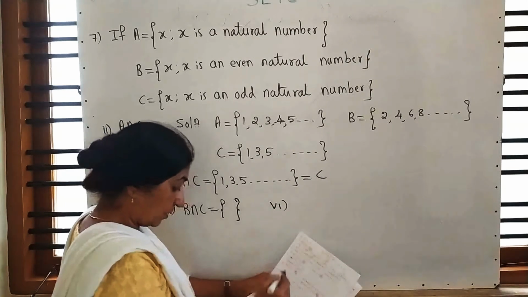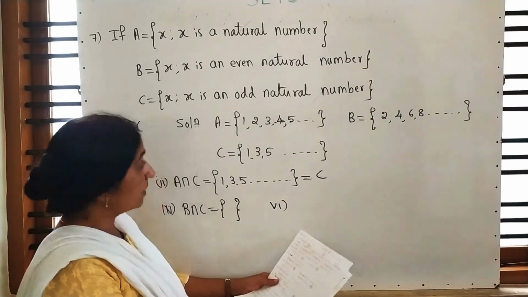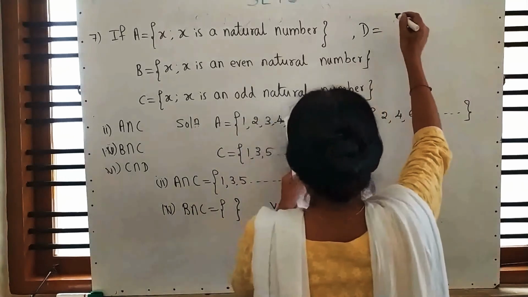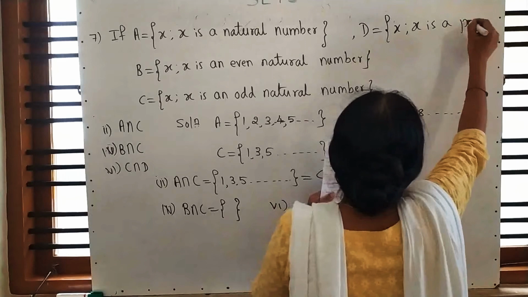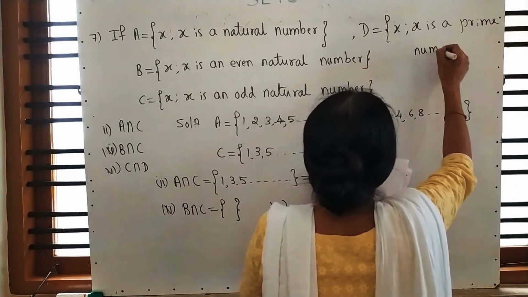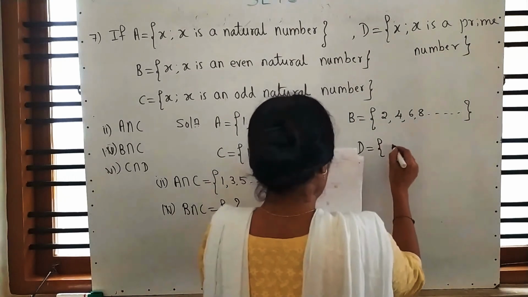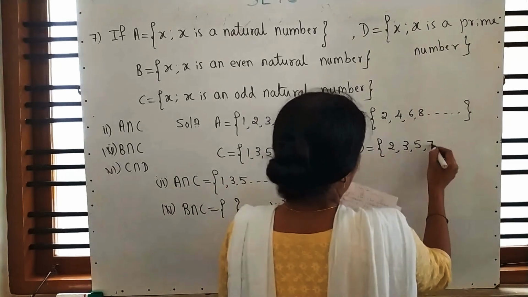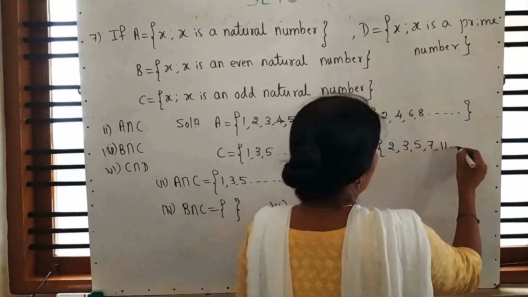And the sixth one. What is the sixth one? The set C, D is also given. D is what? Prime numbers. D is the set of x such that x is a prime number. How do you write the set D? Set D is 2. 2 is the only even prime number. 3, 5, 7. Not 9 because 9 is divisible by 3, 11, like that.